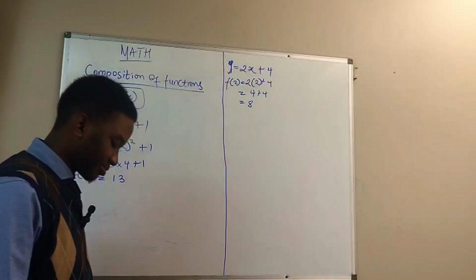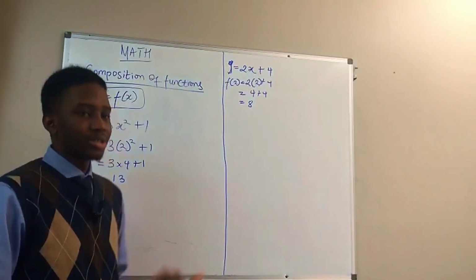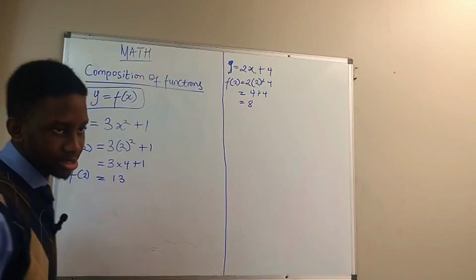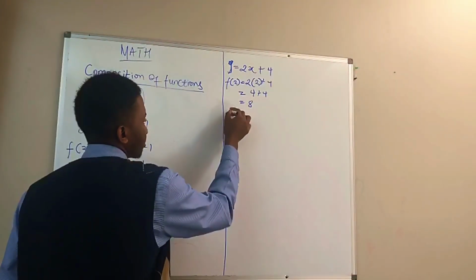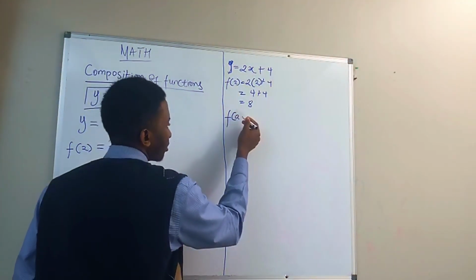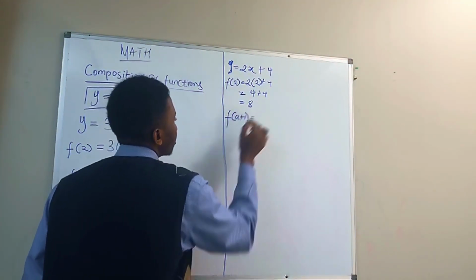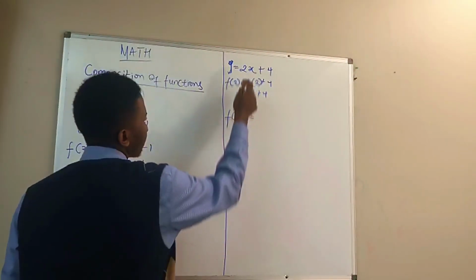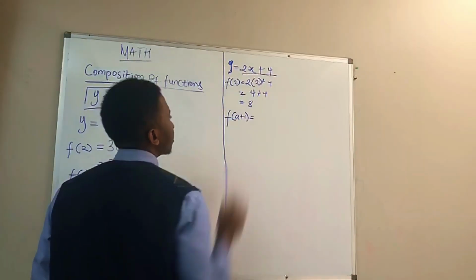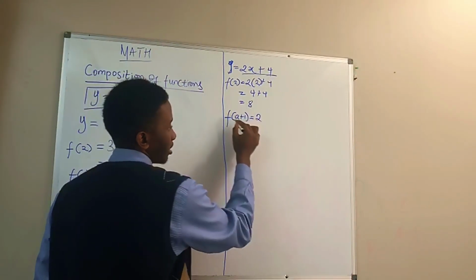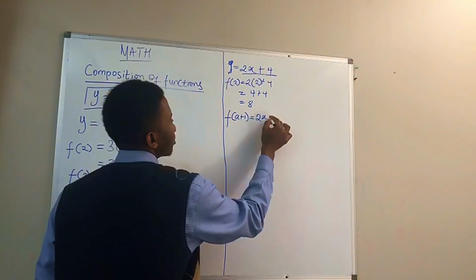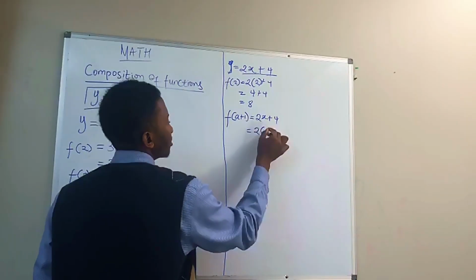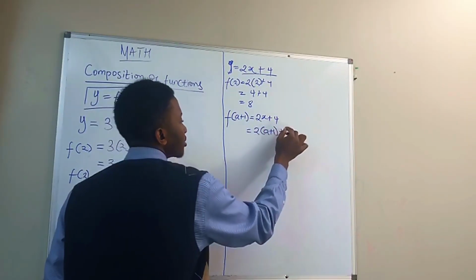Now let's try more examples and increase the level of difficulty. Instead of being given integers, we're given letters. Let's say find f of a plus 1. You'll still do the same thing: plug it into the function. So f of a plus 1 is equal to 2x plus 4. Where we have x, we put in a plus 1, so there's 2, open the bracket, a plus 1, plus 4.